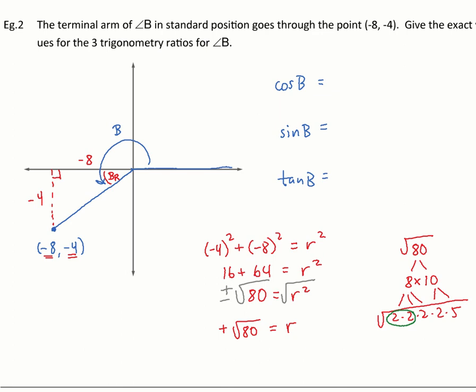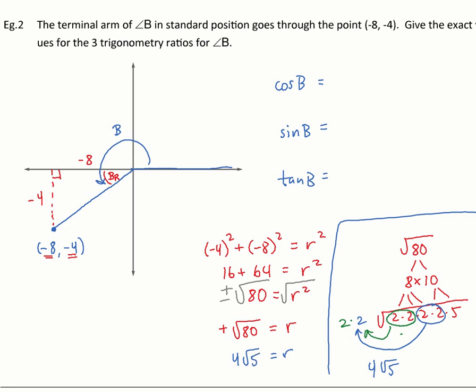So the square root of 2 times 2, which would be 4, is just 2. The square root of this 2 times 2 is just 2. So every time you have a pair of numbers, you can take them out, and the square root of the two numbers is just going to be one of them. So here we end up with 2 times 2 is 4 root 5. So r is equal to 4 root 5, positive. 4 root 5, always positive.